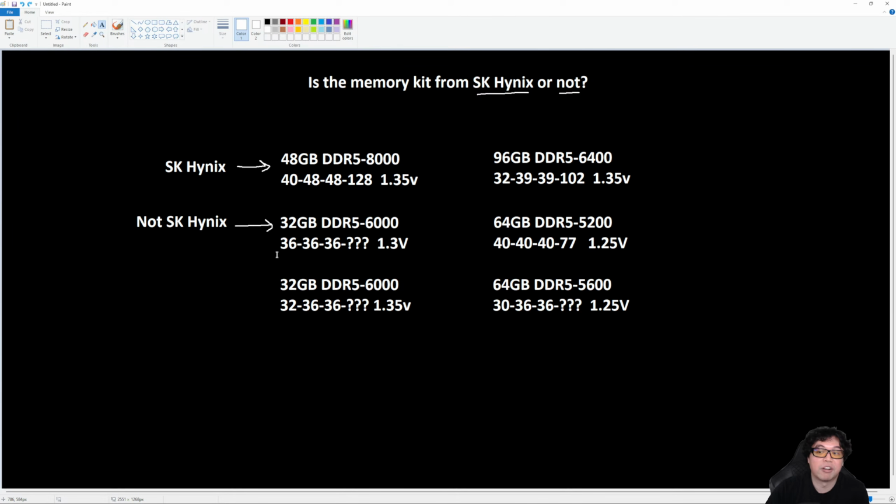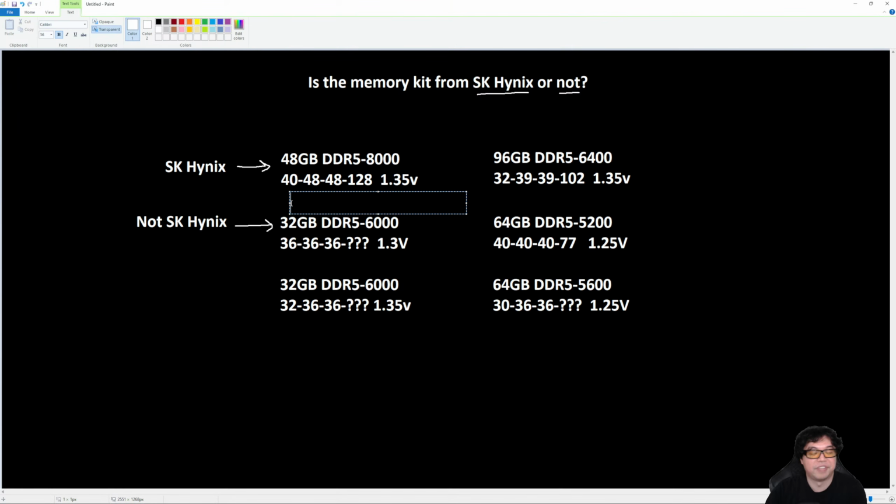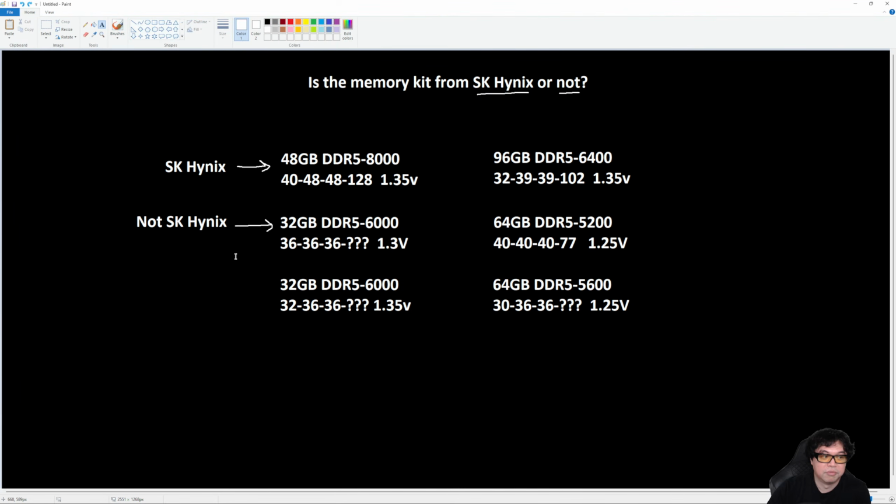G-Skill Flare X5. This is G-Skill Flare X5 with Expo DDR5 6000. So who is the manufacturer of this second kit? Offered in a bundle in the early days of Zen 4.